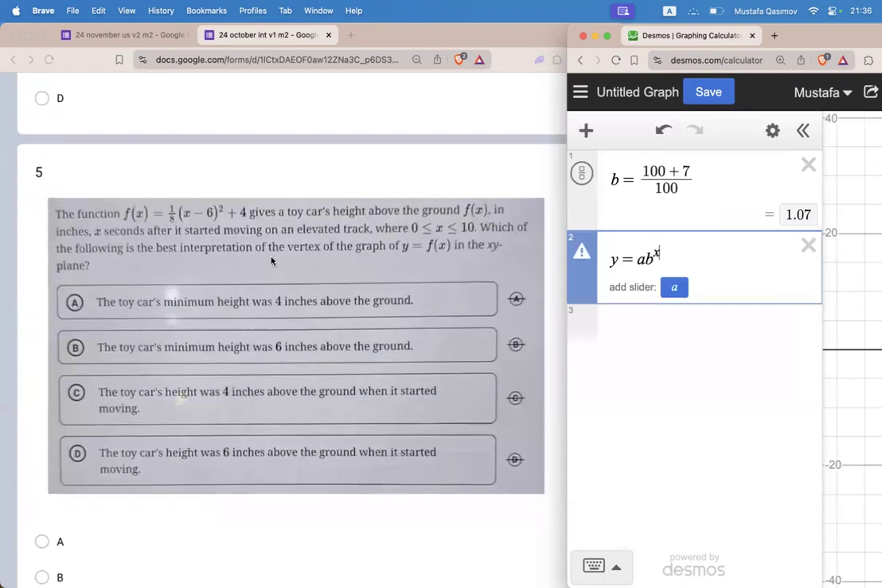We show the following best interpretation of the vertex. The vertex is a minimum or maximum. Here it will be minimum because we don't have a maximum. And this number always represents the minimum or maximum value. So the answer will be A.